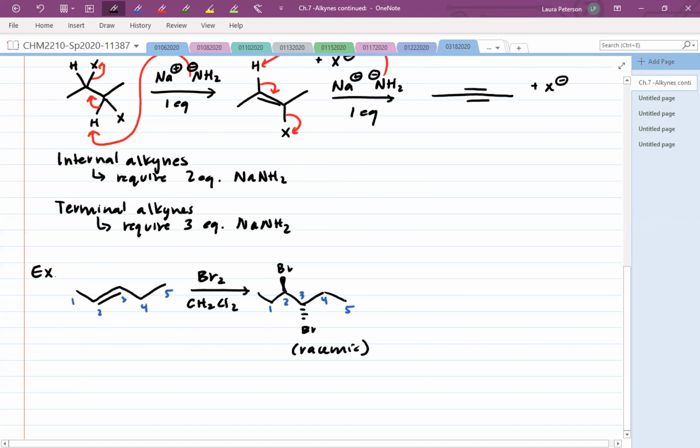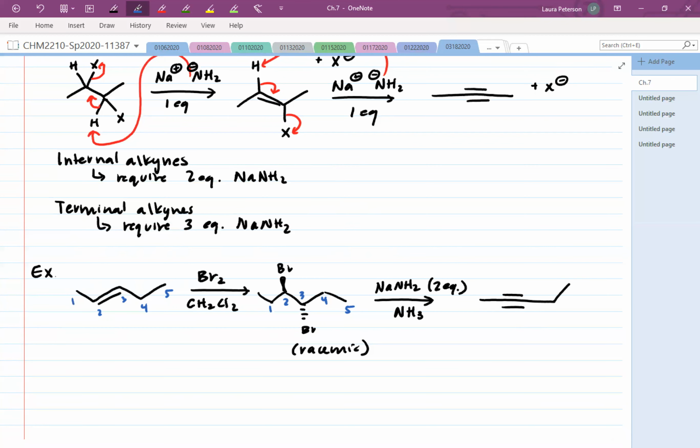And now we can do our dehydrohalogenation. So how this would read is we would have NaNH2 in 2 equivalents, and then NH3, ammonia, as a solvent. And so then the product of this step would be the alkyne between carbons 2 and 3. So this shows us how we can put together a series of reactions to basically go from an alkene to an alkyne where there isn't a direct reaction that does that in a single step.